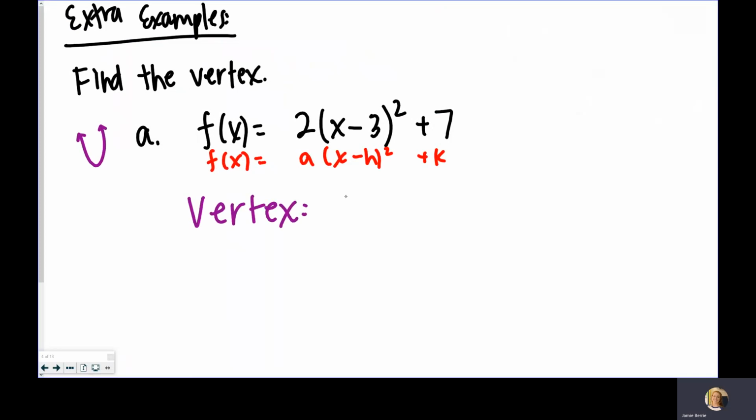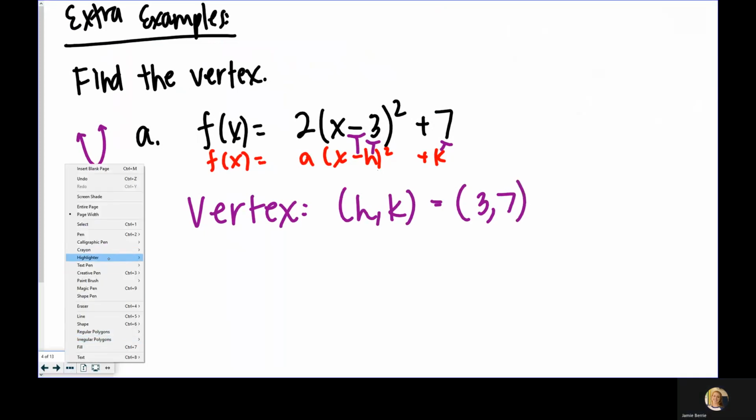We know the formula for the vertex is h, k, so it's the ordered pair (h, k). I can see here that this minus is matching up with this minus. Then h matches up with just the 3. So h is not negative 3, because this minus matches with this minus, which means that h just matches with the 3. So my vertex is going to be, the x coordinate is going to be 3. Then I can see that my y coordinate, k, is positive 7. So that's my vertex.